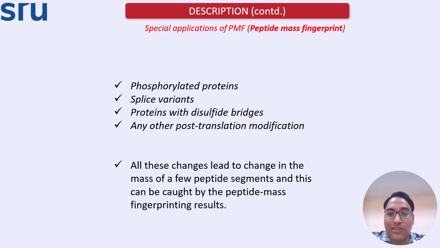See, the major applications are phosphorylated proteins, as we discussed earlier. Post-translational modifications, if they have happened, can be easily caught here. Splice variants: if multiple different proteins come out of the same protein sequence because of alternative splicing, the splice variants can be effectively caught here, because multiple different bands will come in. Proteins with disulfide bridges, again leading to a weight change or any other change, can be properly caught here in peptide mass fingerprint.